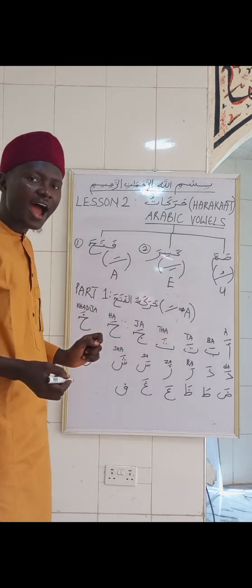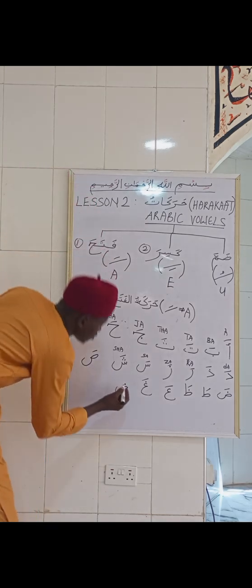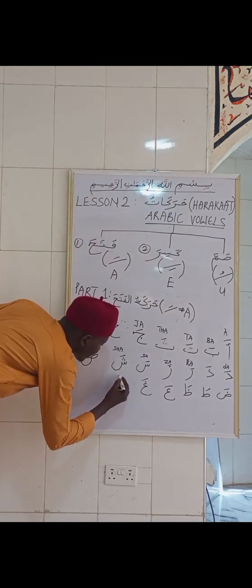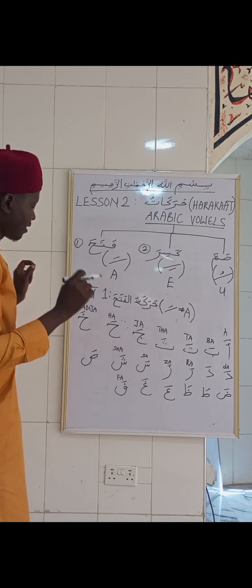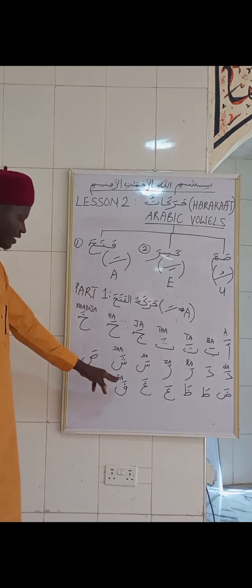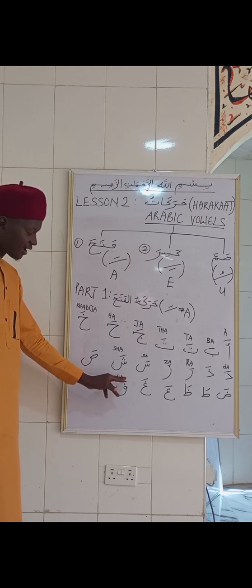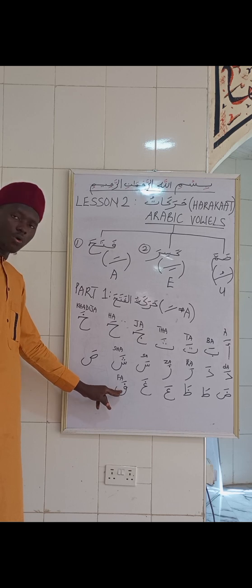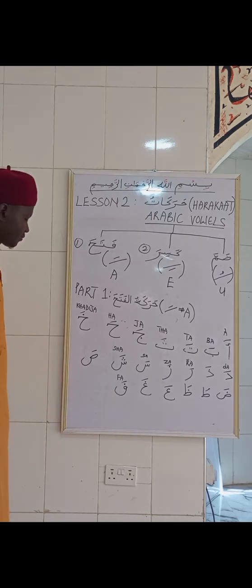Fa fatha, fa. Don't forget I say fa is the same thing as F. So if you say F-A, fa. When the Harakaat fatha, this is the haraka, is attached to the harf fa, it gives fa.